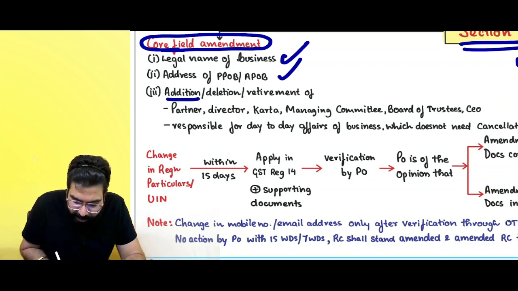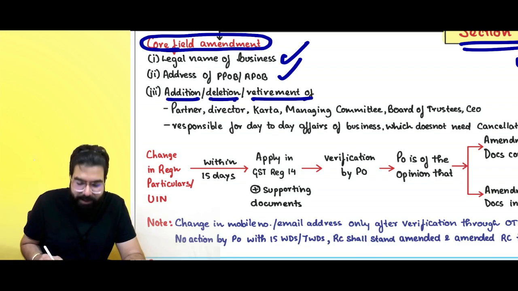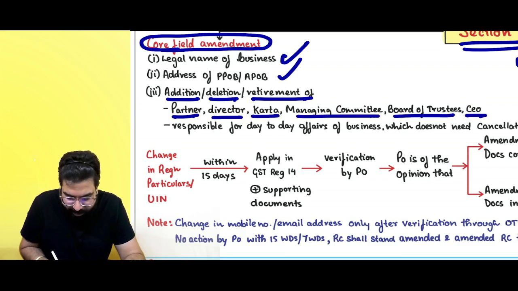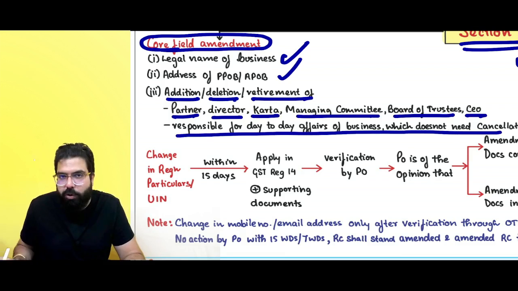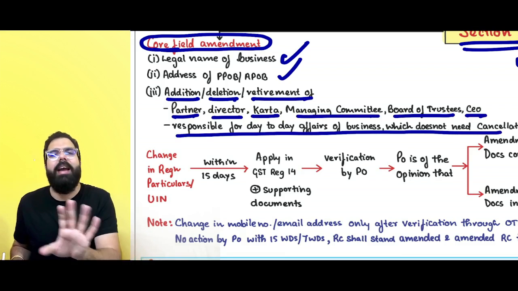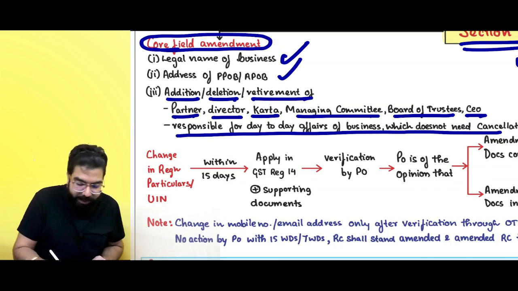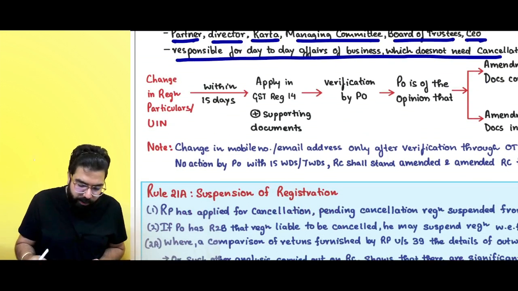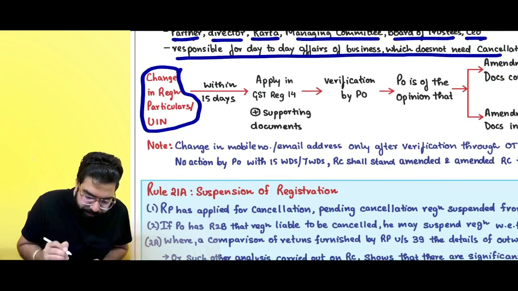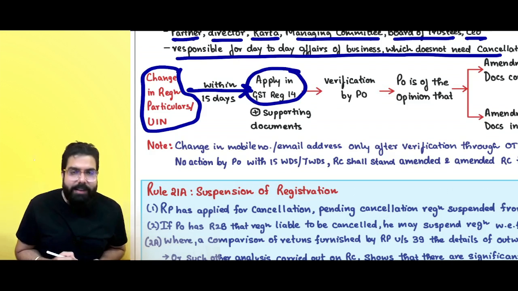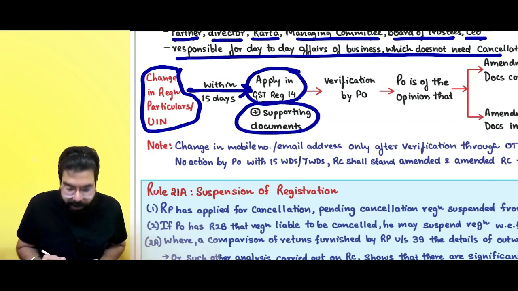So it says over here, addition, deletion, retirement of Karta is happening. It might be of a partner, director, Karta, managing committee, board of trustees, CEO, who are basically responsible for day-to-day business. They are changing and it does not require a cancellation of registration. Amendment is enough. Then in these three scenarios, whenever the change happens, within the next 15 days you have to apply in GST REG 14 along with supporting documents.